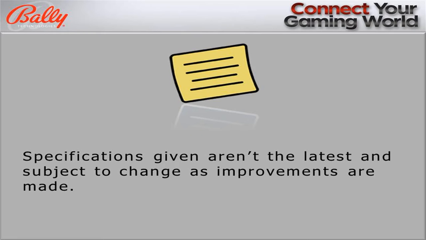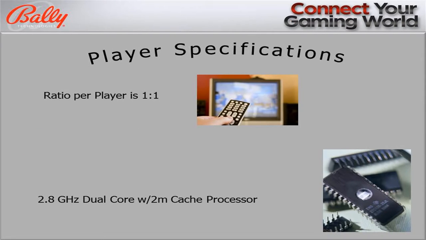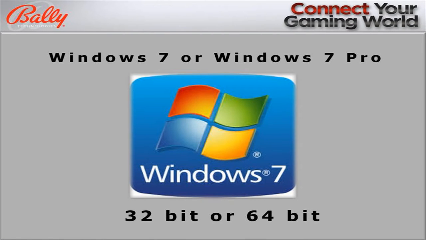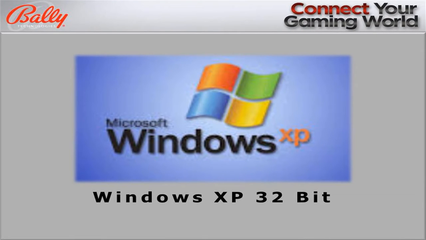The license, or product key as we refer to it, determines the player's capabilities. The specifications for CoolSign players are as follows. But I would like to note, the specifications given here aren't the latest but should apply to most. The ratio of a player is 1-to-1. A player has a 2.8 GHz dual core processor with a 2 MB cache. It has 2 GB of memory and a 160 GB hard drive. It can run either Windows 7 Pro, 32-bit or 64-bit. It can support Windows XP 32-bit.